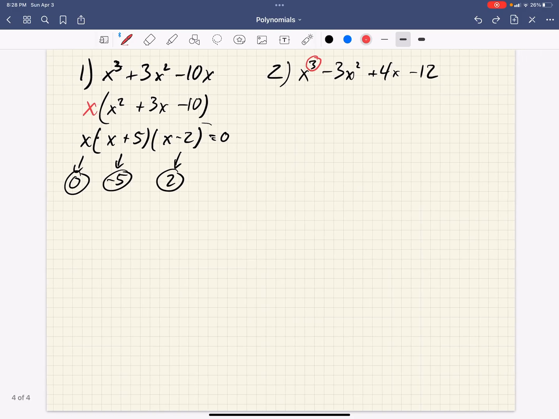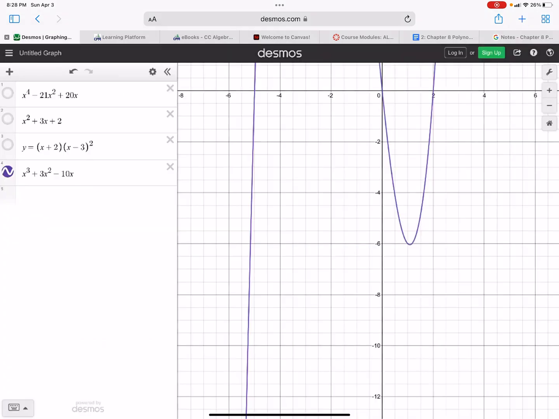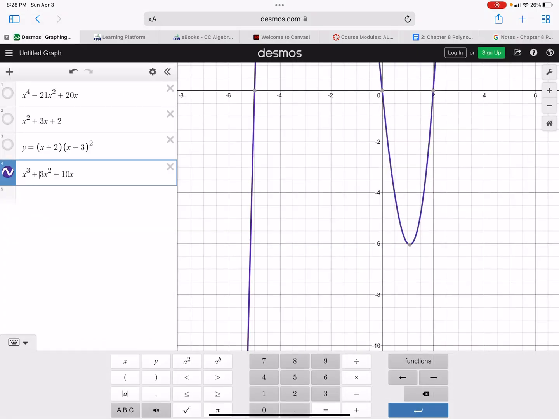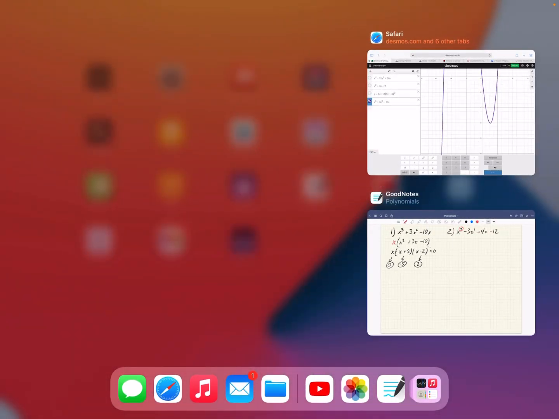When we graph this, x cubed minus 3x squared plus 4x, I got that right. Minus 12, yeah. When we graph this, so let's go x cubed, let me make sure I get that right, minus 3x plus 4.